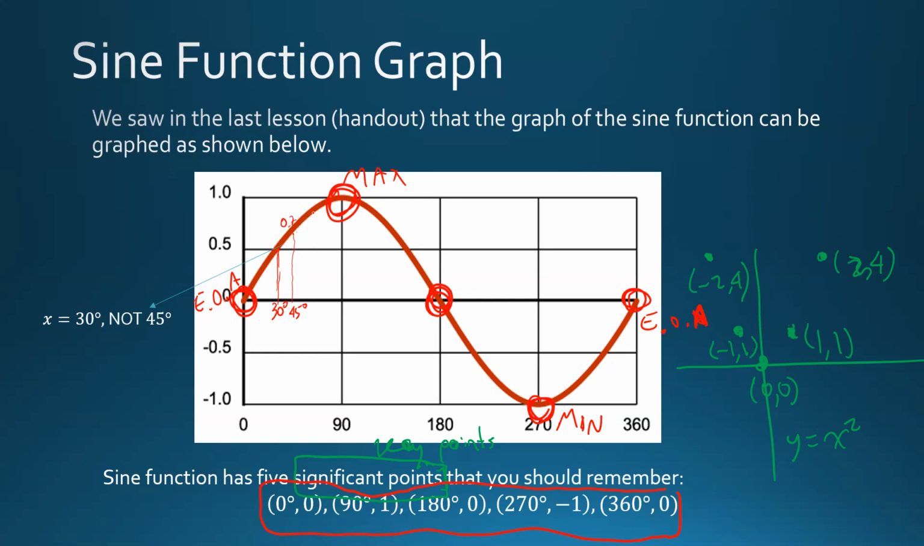For the next significant angle, it was 60 degrees, and it was 0.87. And then we obviously had a y value of 1 when the angle was 90 degrees, and we continue this on. So you can obviously remember some of these key points, but I would say the focus is on the 5 points here.